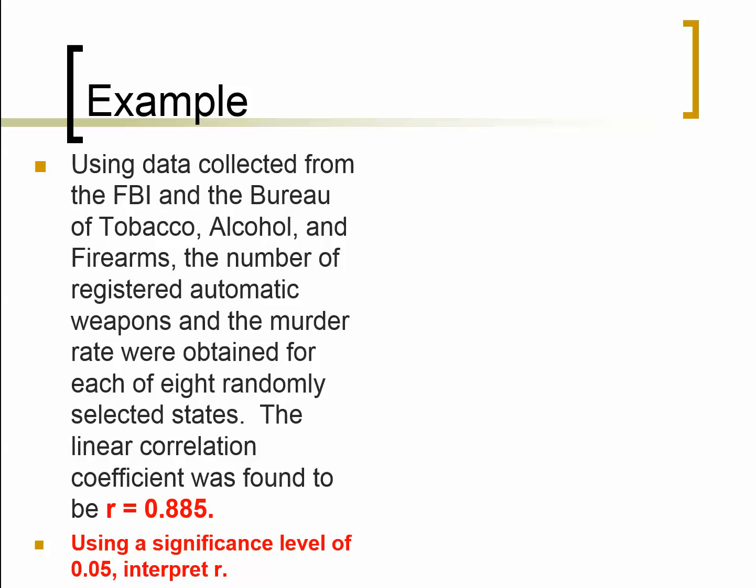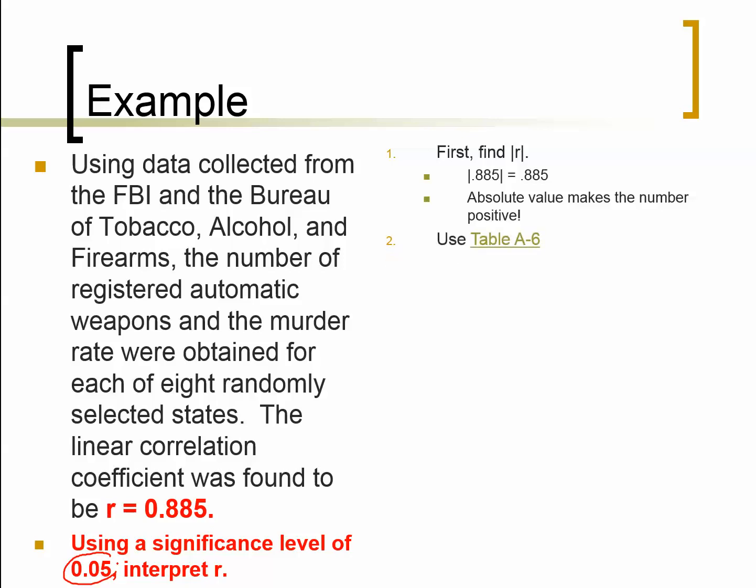One thing I want to mention is if they don't tell you what significance level to use, always use 0.05. So first find the absolute value of R. The absolute value of 0.885 is positive 0.885. Now we want to go to Table A6, and we have to remember that we have 8 randomly selected states in our data set, so N is 8.